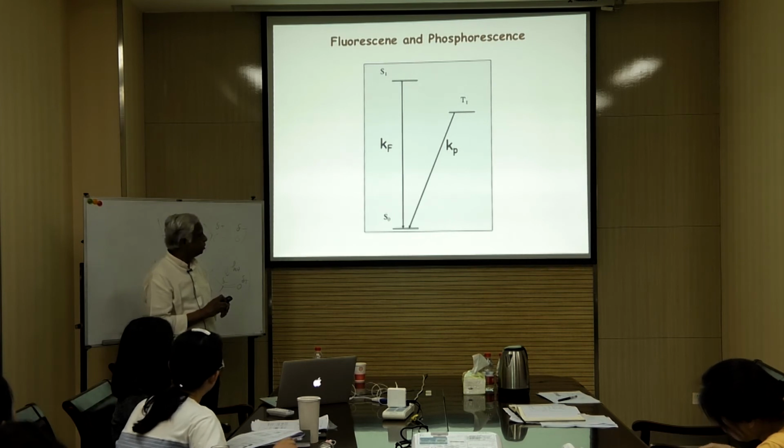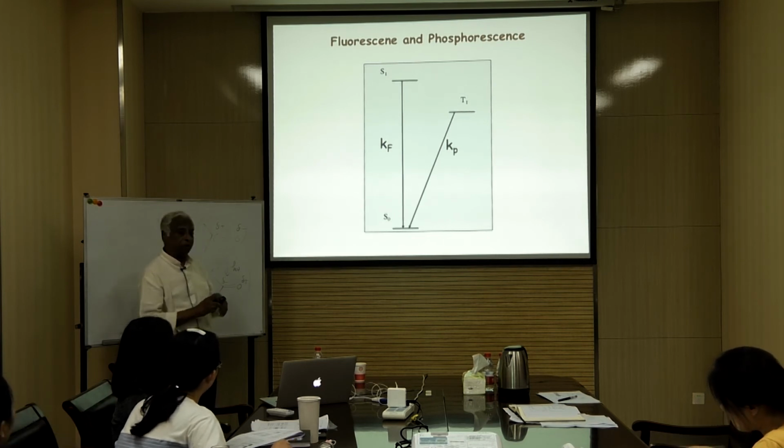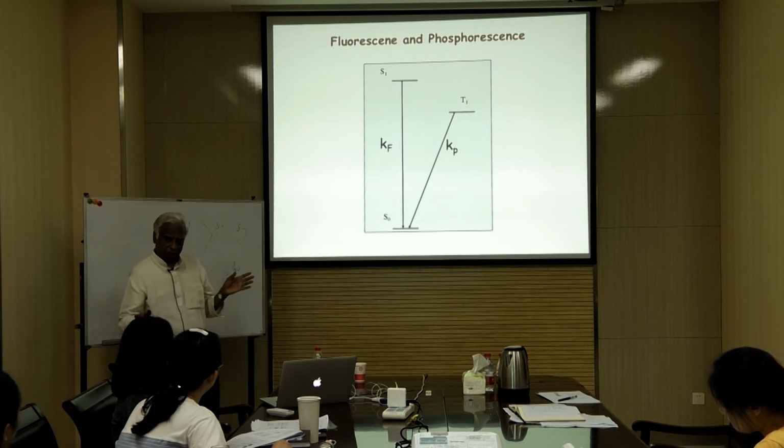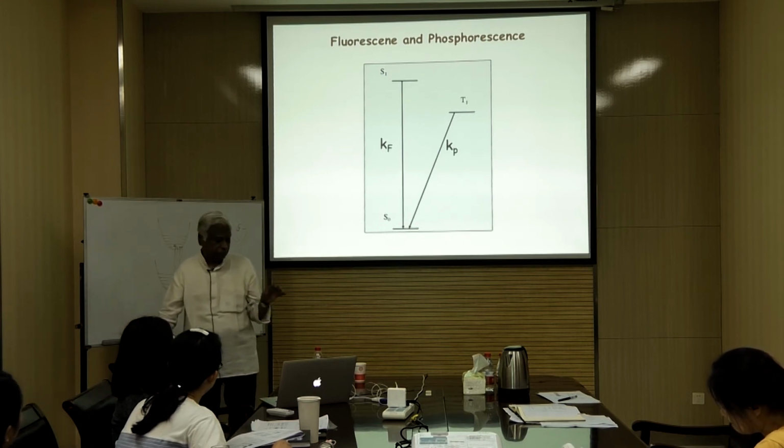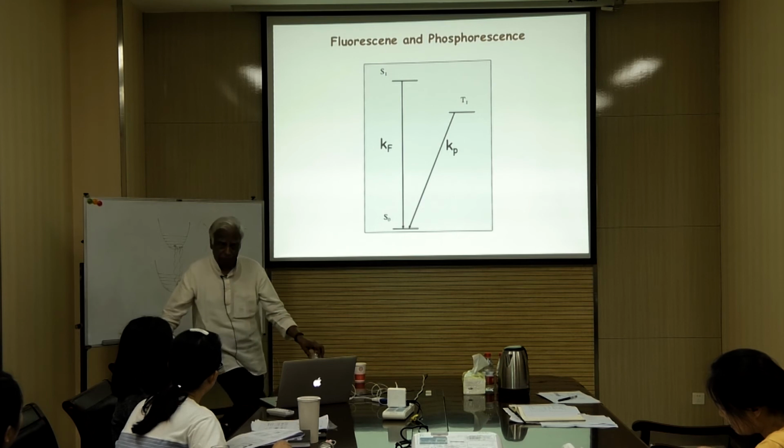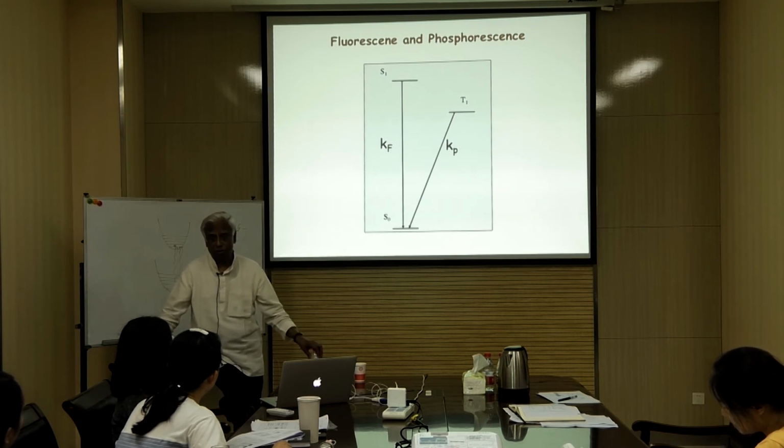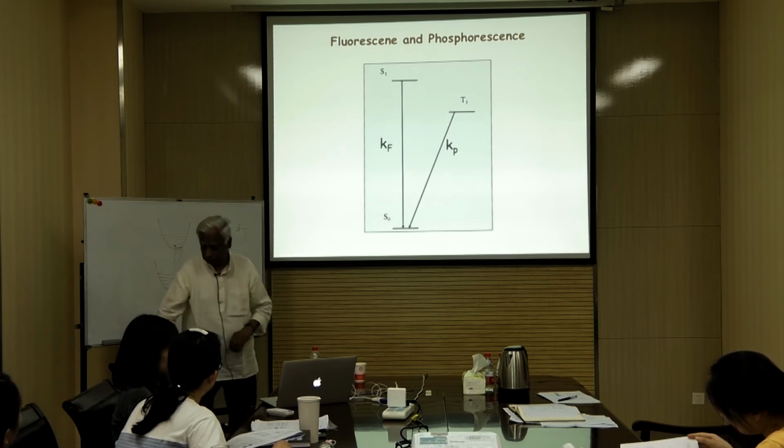When the rate constant is small, that means this will have a longer lifetime. So the excited singlet will have a short lifetime. The excited triplets will have a long lifetime. Sometimes the lifetime can be a few seconds or even a few minutes. So if you put a molecule in the triplet state, it will take a long time before it emits. Okay.